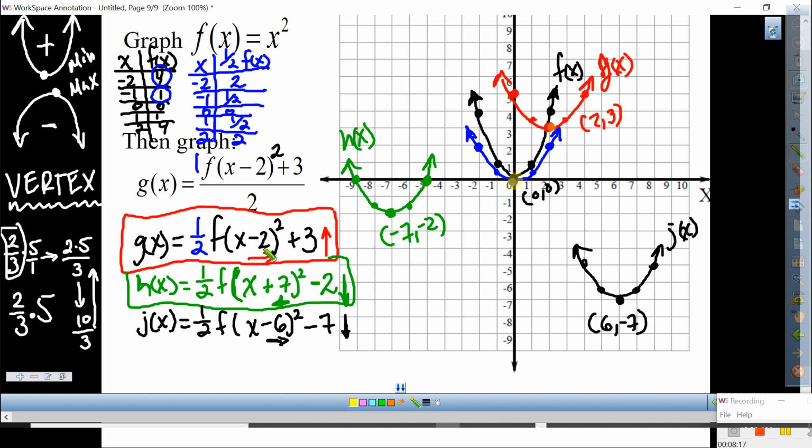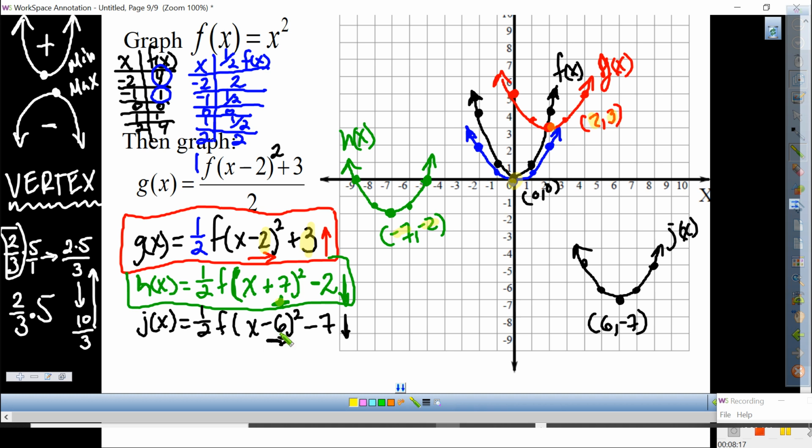The parameter here was 2 to the right. That means a +2. And +3. There it is. Look at the green one. If we're going to the left, it's a what? -7. Is that correct? And then 2 down, which is a negative, that's where we get -7, -2.